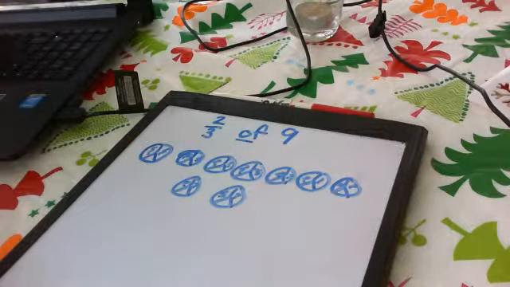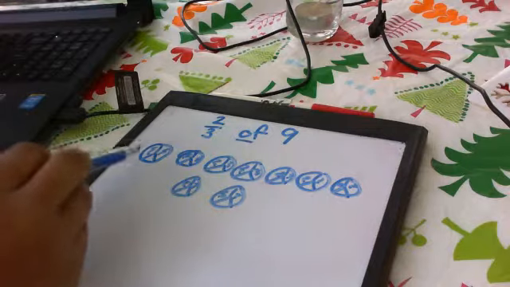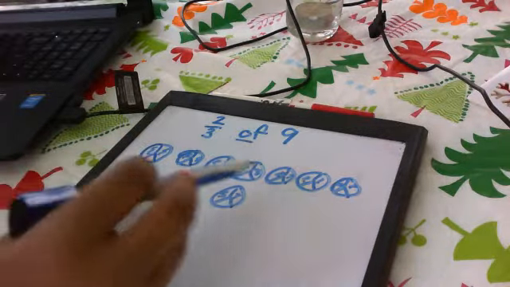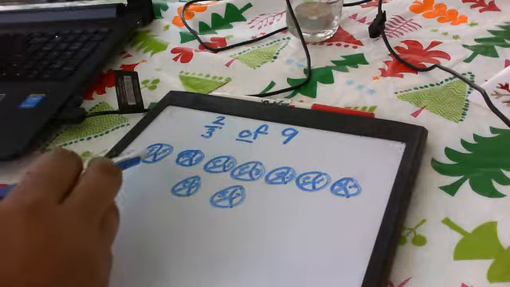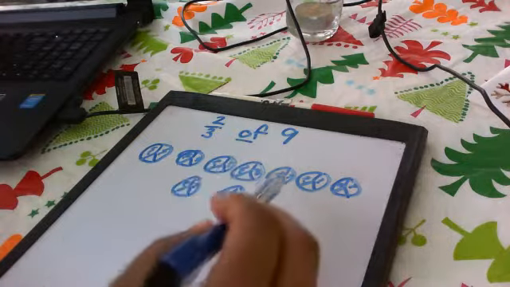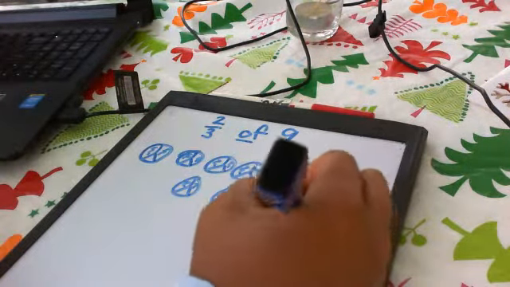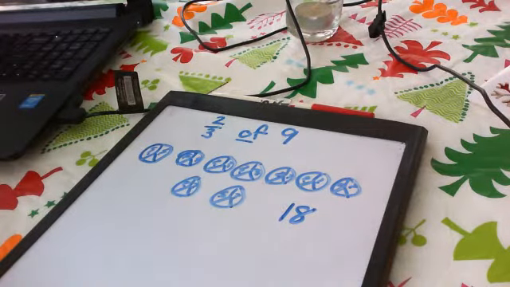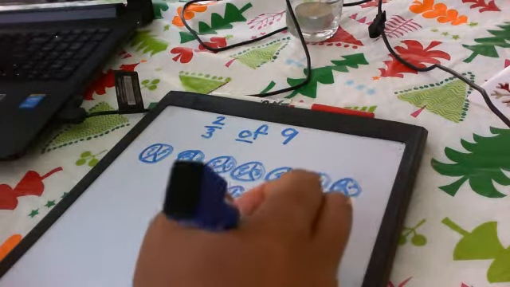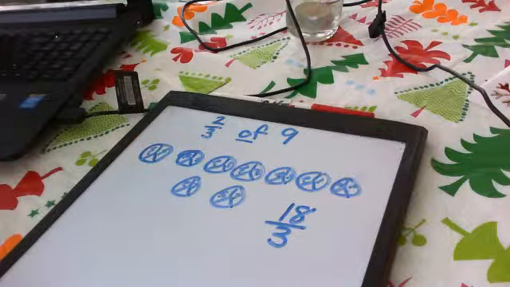So I need to know how many pieces in all. I'm just going to count by twos because we colored in 2 of each one. So 2, 4, 6, 8, 10, 12, 14, 16, 18. But it's not 18 whole circles, is it? No, it's 18 thirds. Now, that can be simplified by 3.